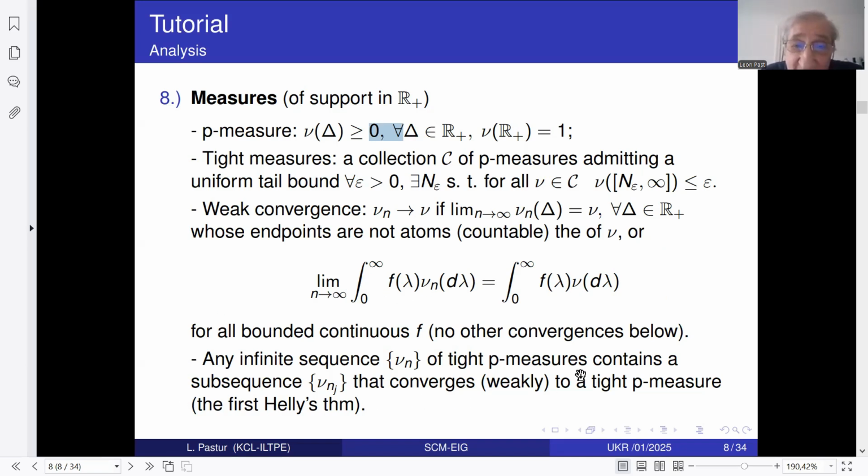And the last but also important fact is that if you have an infinite collection of tight P measures, then there is always a subsequence that converges weakly to a tight measure. There could be many limits, but at least one limit always exists.